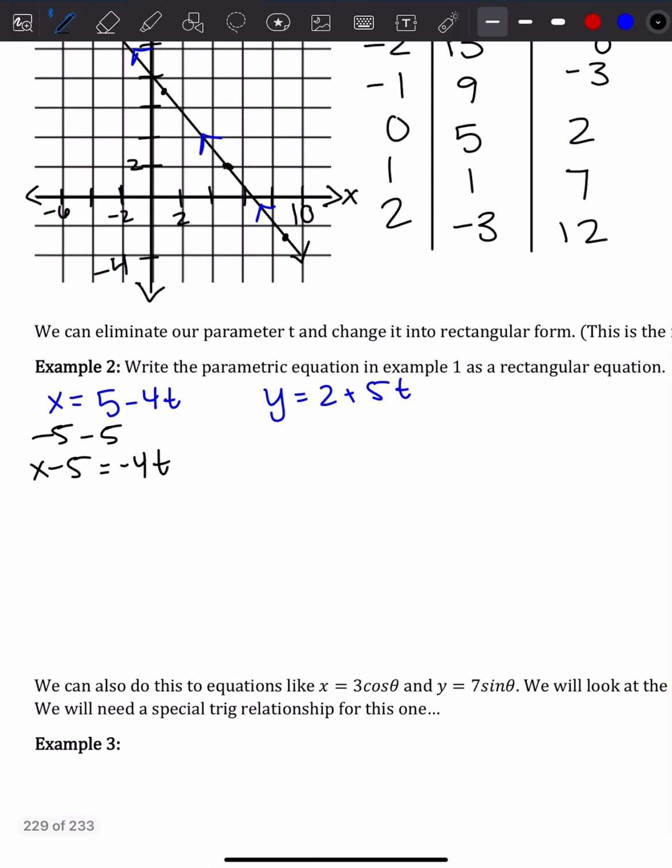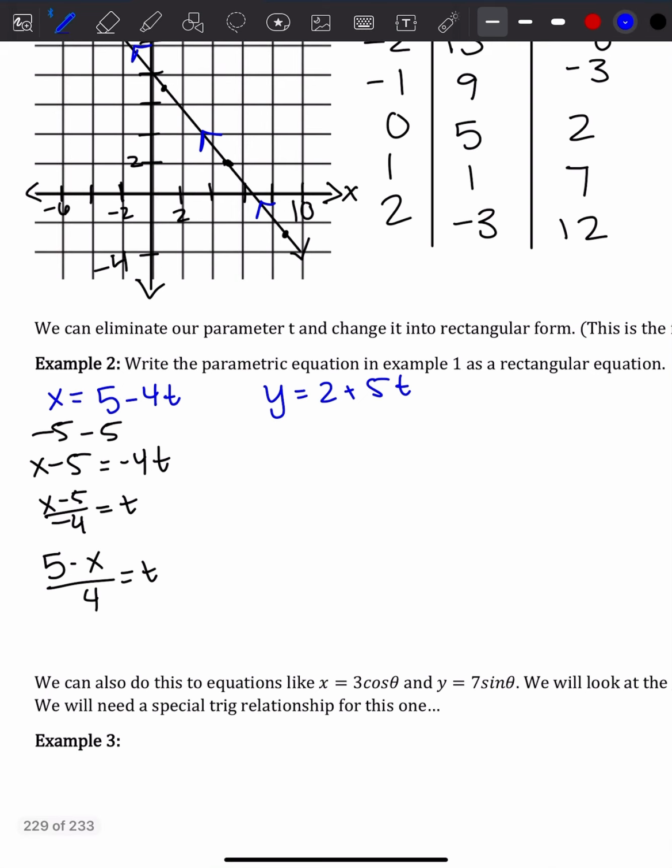And then I'm going to divide both sides by -4. To make this easier on myself, I'm going to go ahead and move around what I have. So if I take that negative, I can also say 5 minus x over 4. And we're going to take this and plug it into the equation that we have. So our equation right now is y is equal to 2 plus 5 times this 5 minus x over 4.